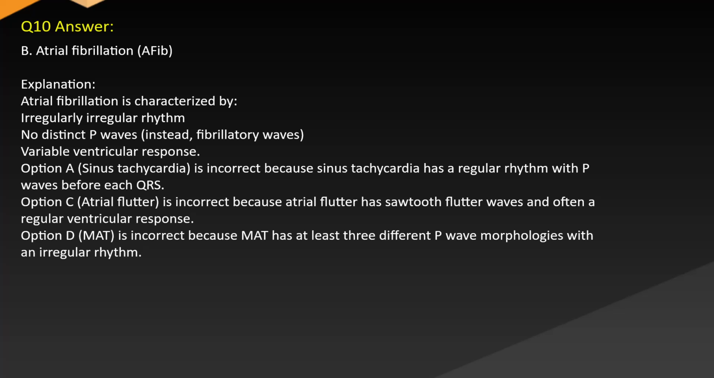Explanation: atrial fibrillation is characterized by an irregular rhythm, no distinct P waves, instead fibrillatory waves, and a variable ventricular response. Option A, sinus tachycardia, is incorrect because sinus tachycardia has a regular rhythm with P waves before each QRS. Option C, atrial flutter, is incorrect because atrial flutter has sawtooth flutter waves and often a regular ventricular response. Option D, MAT, is incorrect because MAT has at least 3 different P-wave morphologies with an irregular rhythm.